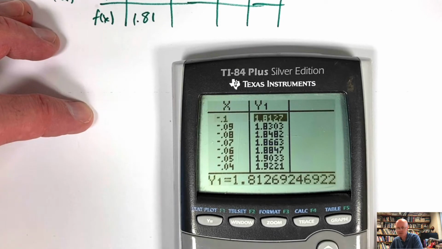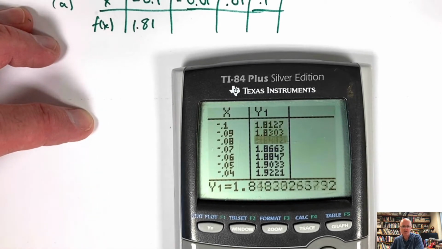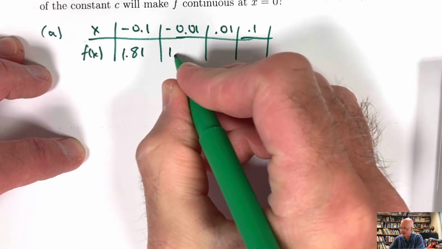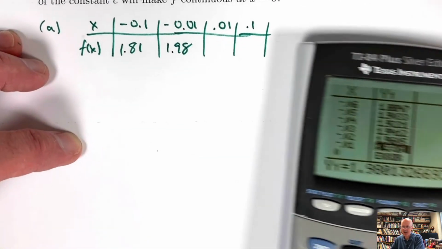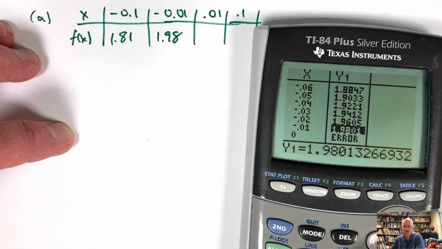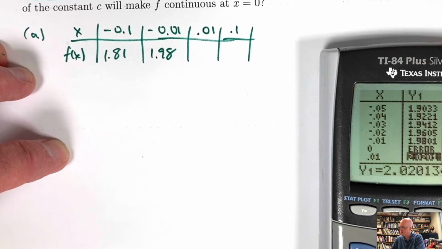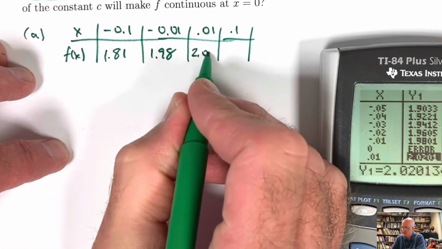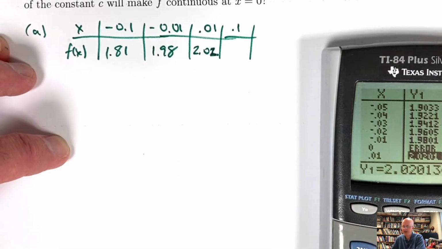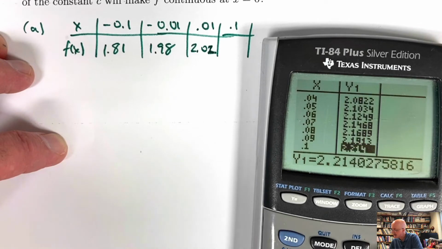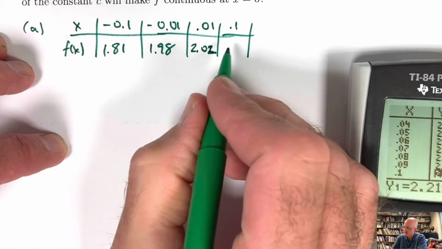So this first value of y, that's the one I wrote down. Going down the table, there's the next one I want, 1.98. I get an error when x equals 0 because the calculator is trying to divide by 0. That's an error. How about positive 0.01? I get 2.02. And positive 0.1 looks like 2.21.